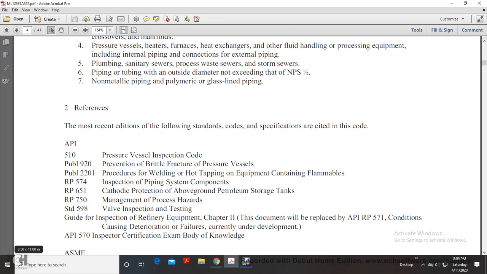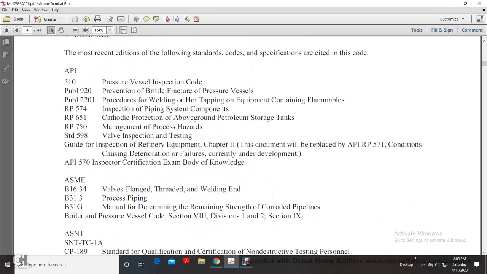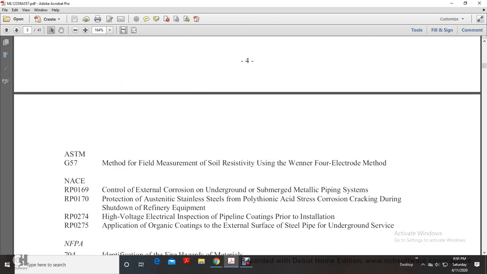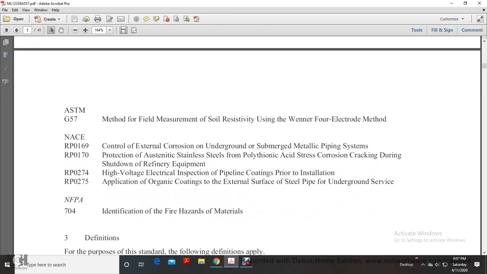API 570 inspector certification exam body of knowledge. American Society of Mechanical Engineers: B16.34, Valves, Flanged, Threaded, and Welding End; B31.3, Process Piping; B31G, Manual for Determining the Remaining Strength of Corroded Pipelines; Boiler and Pressure Vessel Code, Section 8, Divisions 1 and 2, and Section 9. ASNT SNT-TC-1A and CP-189, Standard for Qualification and Certification of Nondestructive Testing Personnel; ASTM G57, Method for Field Measurement of Soil Resistivity Using the Wenner Four-Electrode Method; and NACE.